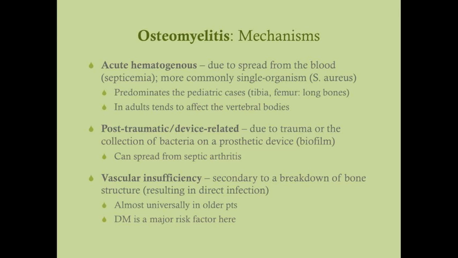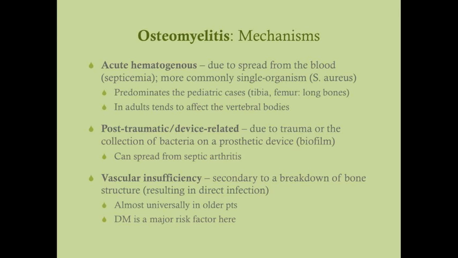This predominates the pediatric cases, so usually when you have a child with osteomyelitis-like symptoms, it's going to be from acute hematogenous spread. In children, it tends to affect the long bones, and that's usually going to be the tibia or the femur. In adult patients who get acute hematogenous osteomyelitis, it tends to affect the vertebral bodies, usually in the lumbar vertebrae.